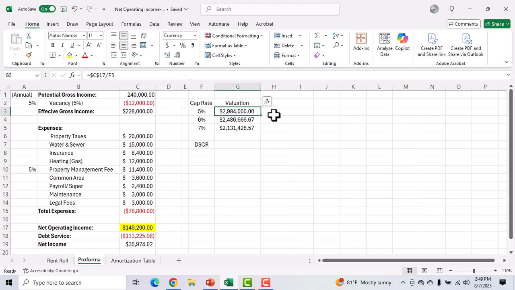Now with the net operating income of $149,000, if we cap it at 5%, that's going to bring us to a property valuation of about 2.9. If we cap it at 6%, it's going to bring us to a valuation of 2.4, and if we cap it at 7%, that's going to bring us to a valuation of 2.1.